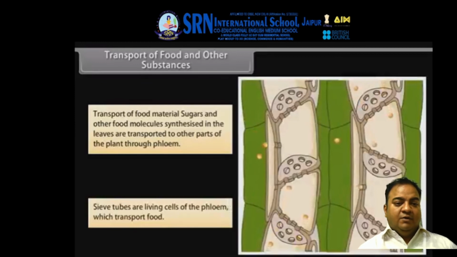Now let us study about transportation of food and other substances. This is done through the phloem and is also called translocation. Sugar and other food molecules synthesized in the leaves are transported to the other parts of the plant through the phloem. Sieve tubes are the living cells of the phloem which help in transportation of the food.